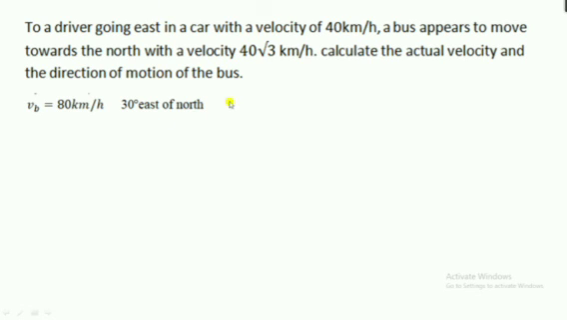Now this is a similar question, you can try this question. So answers are given out here.